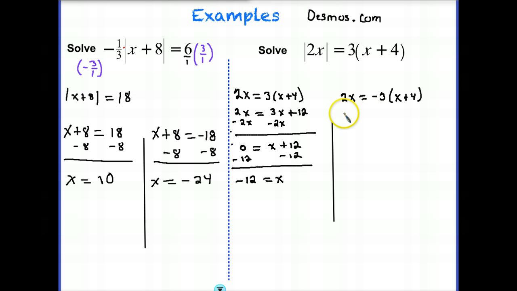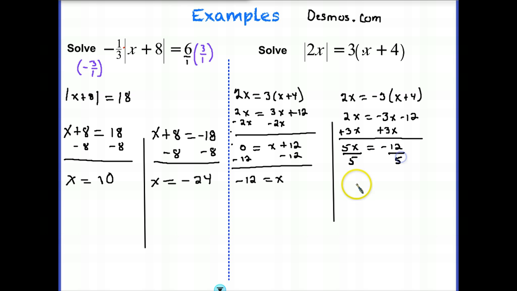Now let's look at the right side. We have 2x equals negative 3x minus 12. This time I will add 3x to both sides, since my 3x is negative. 2 plus 3 is 5x, and I end up with negative 12. Okay, and then I will divide both sides by 5. And I get an answer of approximately, 5 goes into 12 2 times, with 2/5 left over, and 2/5 is 0.4. Okay, so I can write it like that, or I can write it as negative 2 and 2/5.